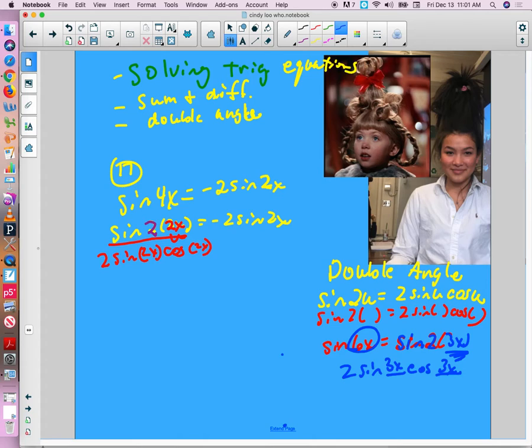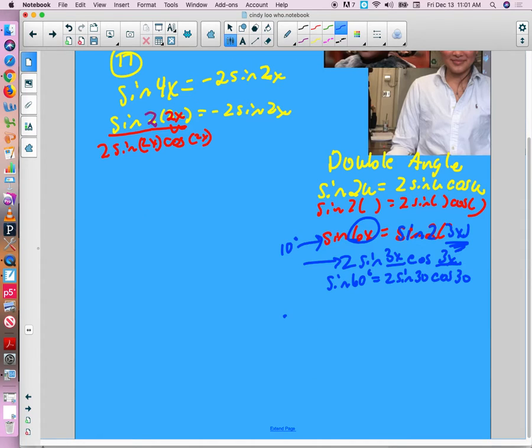Let's let x be 10 degrees and look at what's happening here. If x is 10 degrees, that should tell me the sine of 60 is equal to 2 times the sine of 30 cosine of 30. Let's see if that's true. Sine of 60 is square root of 3 over 2. Sine of 30 is 1/2. Cosine of 30 is square root of 3 over 2. It works, doesn't it?